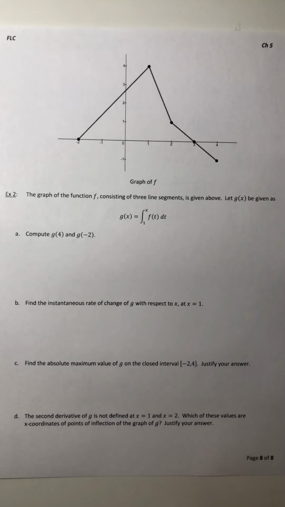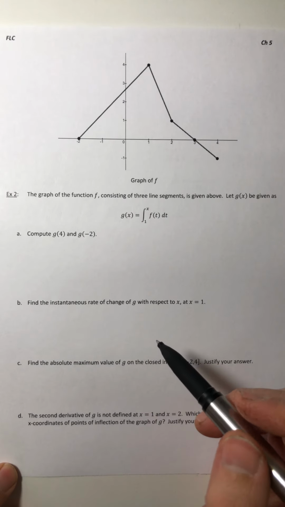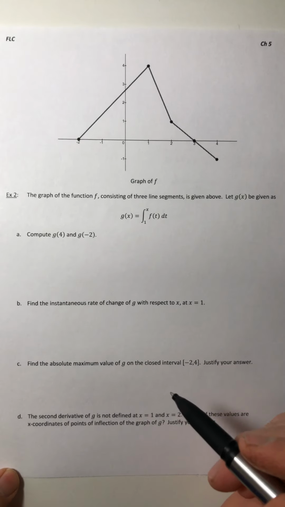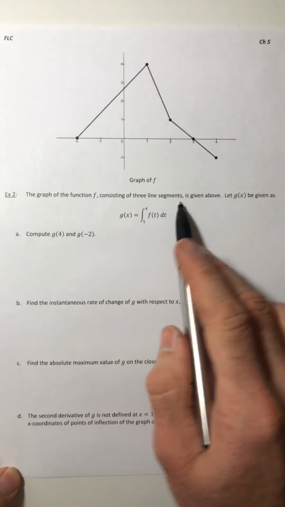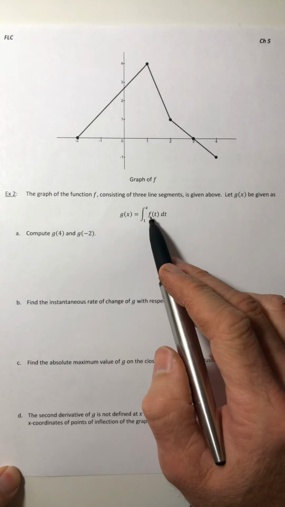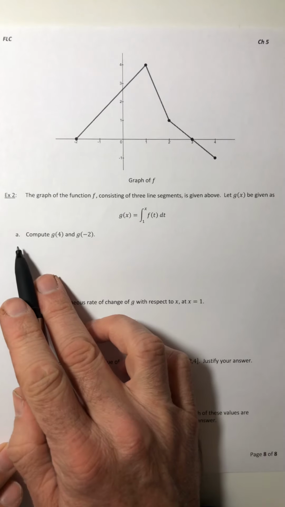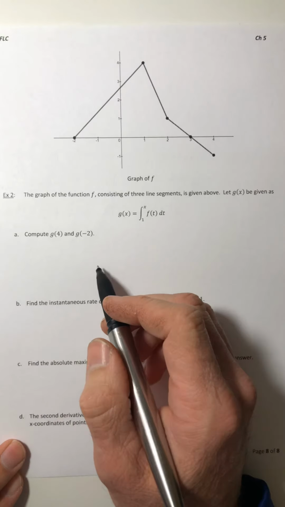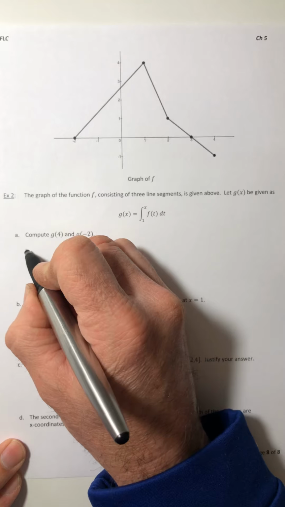All right, let's go over this last example. This one is just a critical thinking type of problem. Hint, hint. The graph of f consisting of three line segments is given above. g of x is given as the integral from 1 to x of this function here. Okay, that's how g is defined. So part A, compute g of 4.